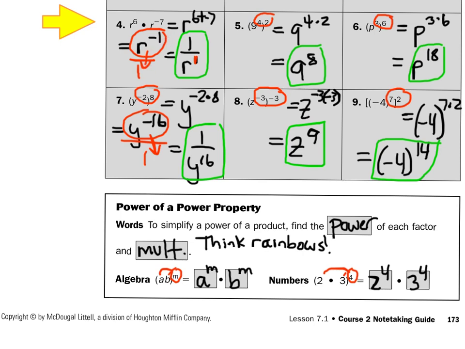So this becomes 1 over r to the +1 power. And that's invisible, so I made it red. You could just say it's 1 over r. Okay, take a look at number 5.